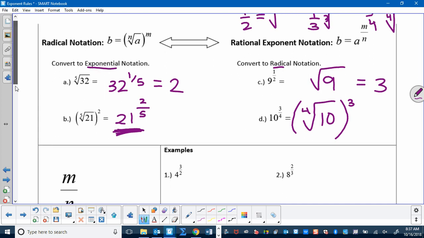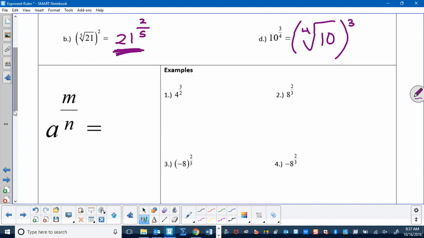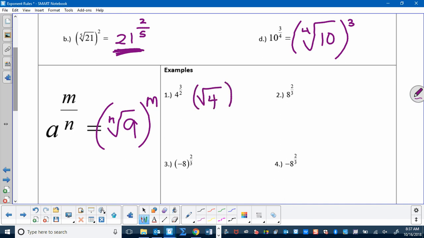So, examples down here. If you have a to the m over n, it's really the nth root of a all to the n power. Remember, the root is on the bottom. So what's the root here? Square root of 4 all to the 3rd. What's the square root of 4? 2 to the 3rd. 8.